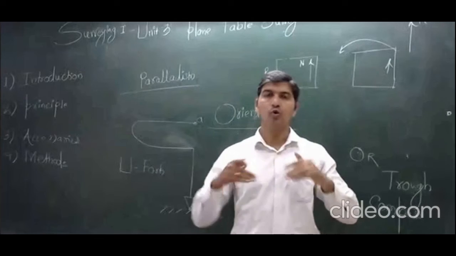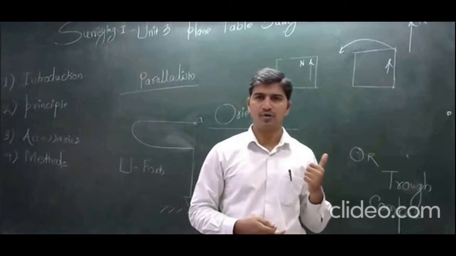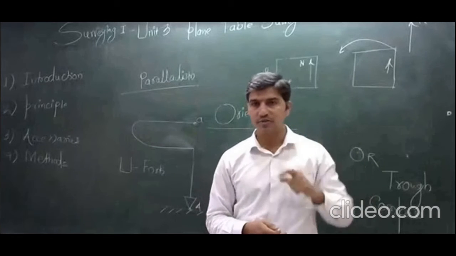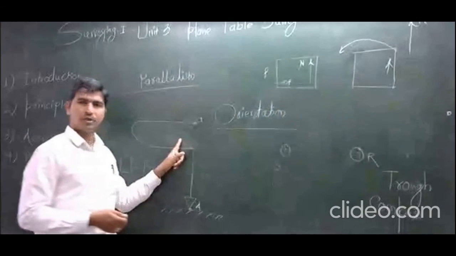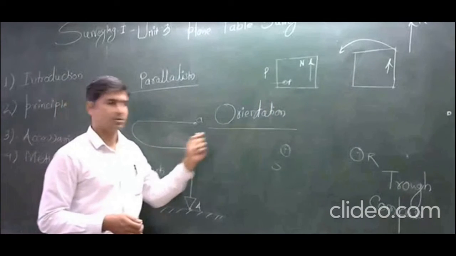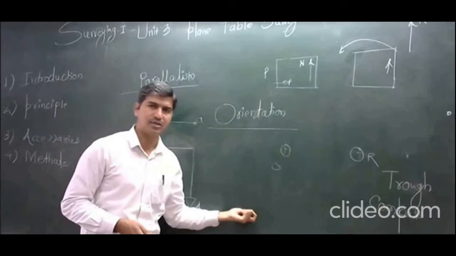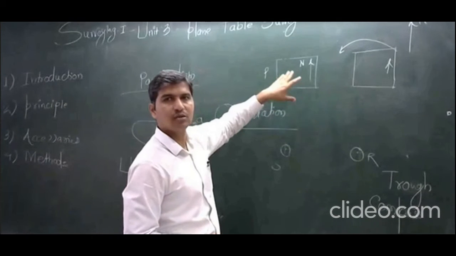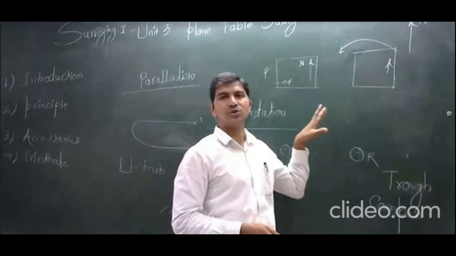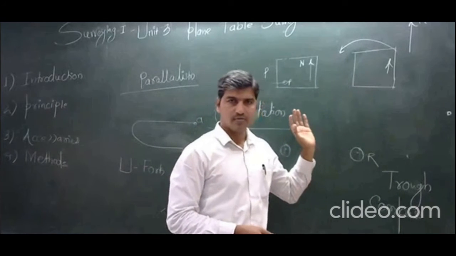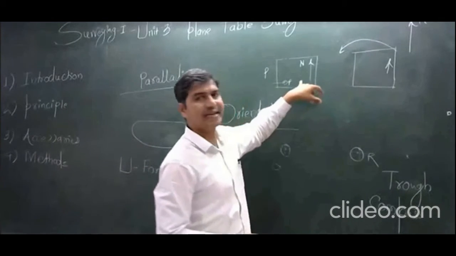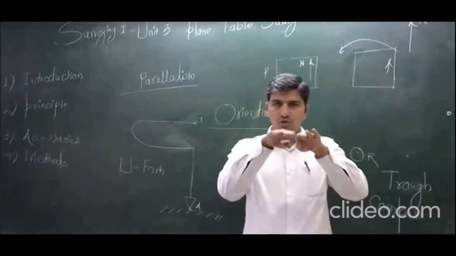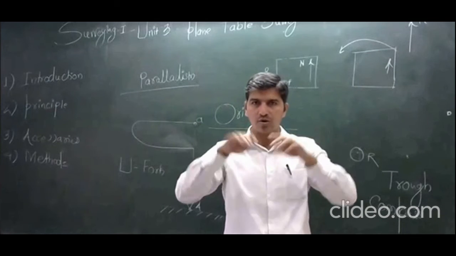Okay, so when you go on the field for the practicals on plane table surveying, you have to keep in mind that first use the U fork, check whether the point on the paper is exactly over the point on the ground. Then check the horizontality of your instrument. Again, we have one more instrument to check whether it is exactly horizontal or not.